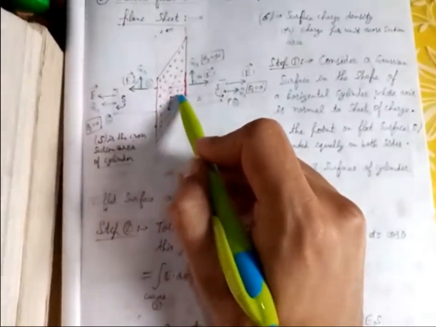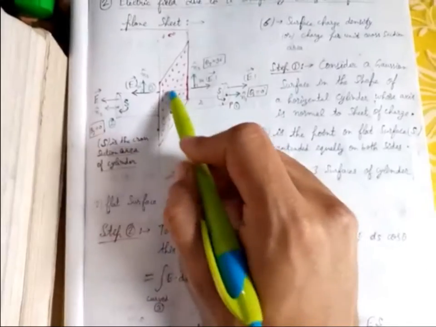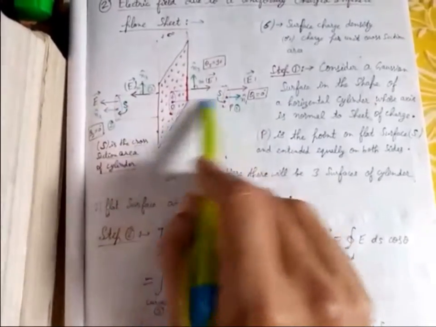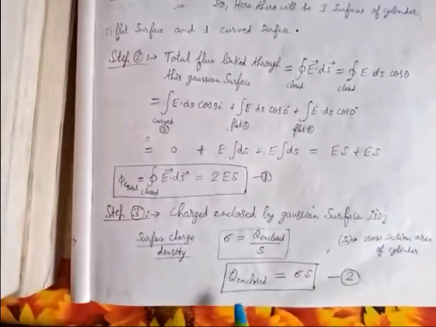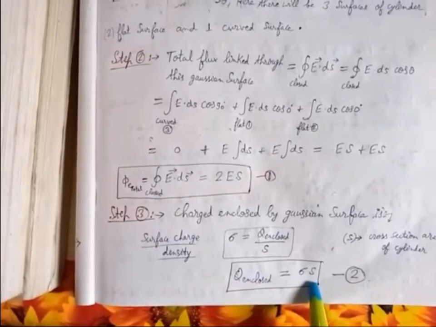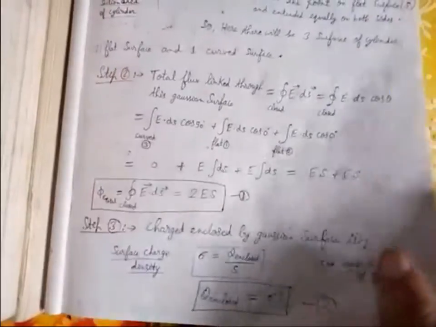This much cross-sectional area, the charge is enclosed in this cylinder. So this surface area is S. So this is also S. So charge enclosed, that is Q enclosed, is sigma into S. This is equation number 2 we have got.